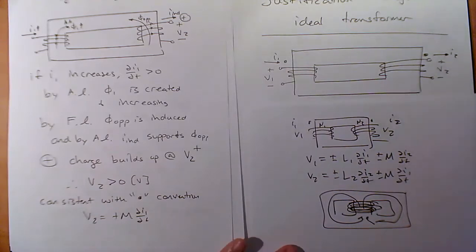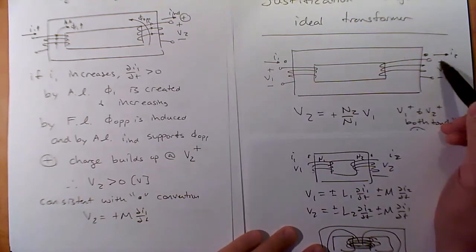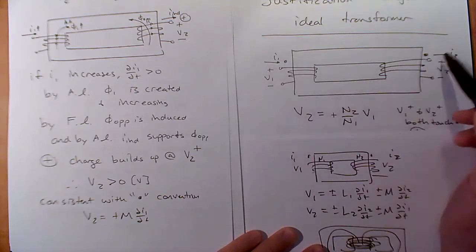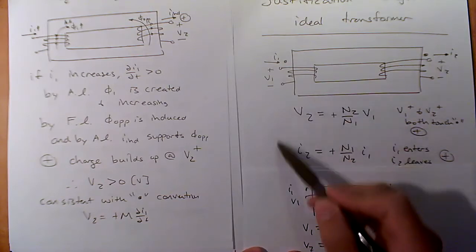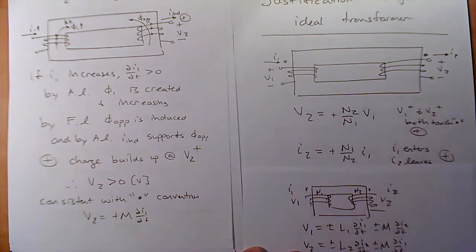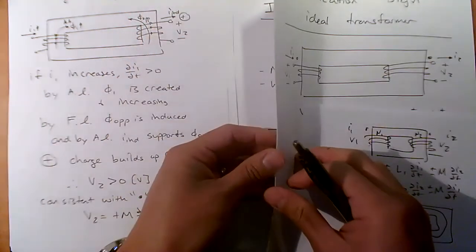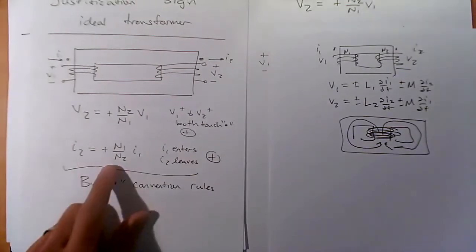And if we follow our dot convention, but now for the ideal transformer, what do we have? Both positives are touching the dot, so we have a positive. And I1 goes in and I2 leaves, so we also have a positive, okay? All right, so this should be our equations and these should be our signs, but again, let's do the same thing and let's see if the Faraday's law, Ampere's law analysis gives us that same kind of behavior, right?